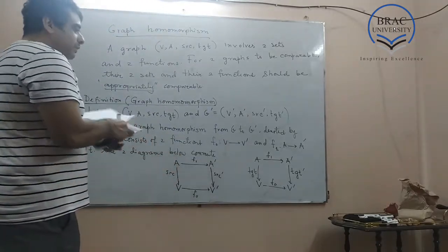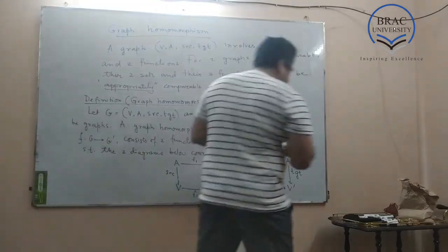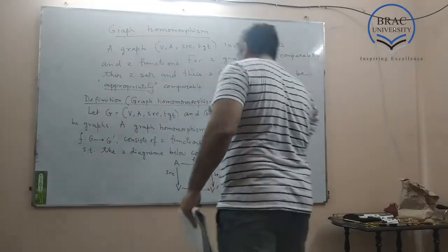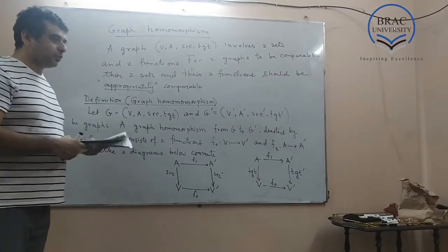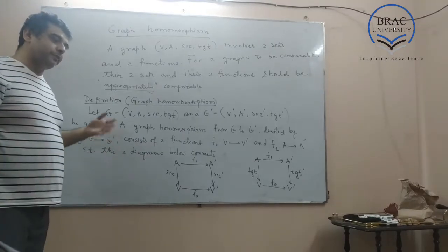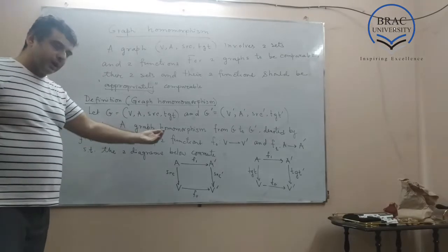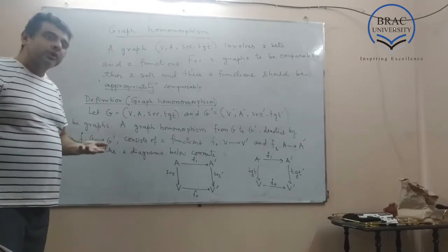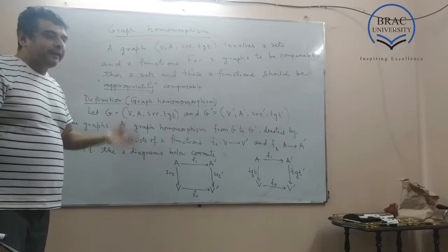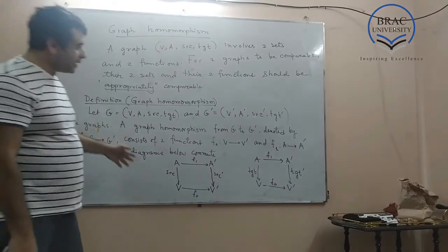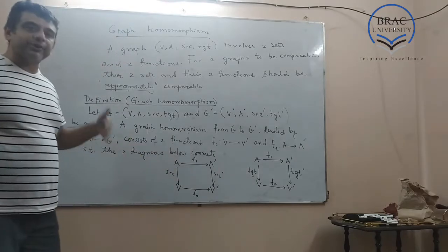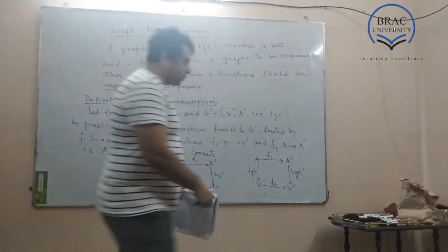Okay, now I'll give you examples by means of which you will be able to understand how this is happening. Okay, so we'll give examples of a mapping from a graph to another graph, which is not a graph homomorphism, and then we'll give an example which actually satisfies these properties and becomes a graph homomorphism. Okay.